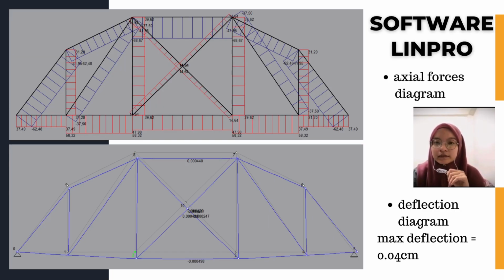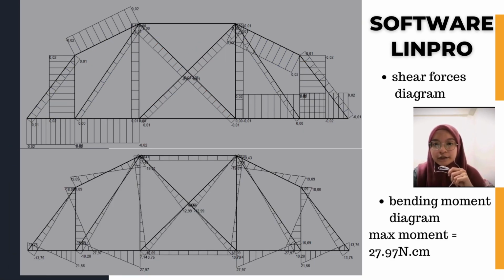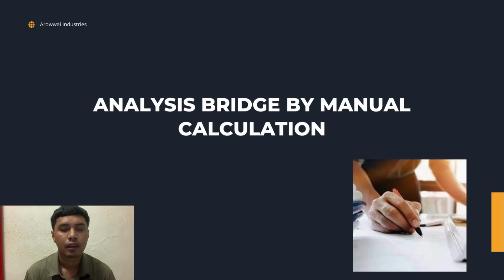The first one is the result of the axial force diagram and the second one is the deflection diagram, which gives us the maximum deflection of the bridge as 0.04 cm. The next analysis is the shear force diagram of the bridge, and the last analyzed by LeanPro is the bending moment diagram, which gives us a maximum bending moment of the bridge of 27.97 Newton. Next part, my other group mate will explain about the manual calculation of the analysis.